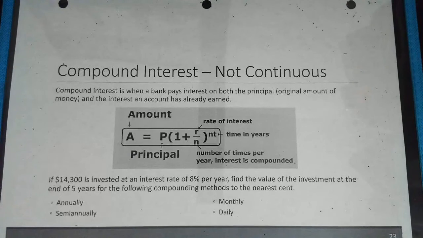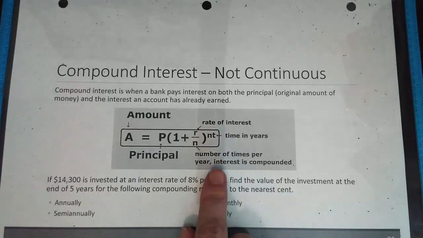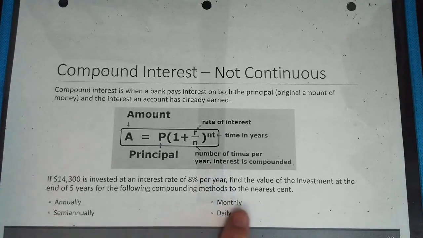The formula for compound interest is A equals P times (1 plus R over N) raised to the NT power. A is the amount it's worth now. P is the principal, the original amount you put in. R is your interest rate. We're going to write it as a decimal. N is the tricky one. It's the number of times that interest is compounded per year. So we're going to be looking at 4 different examples here for different values of N, and T is going to be our time in years.